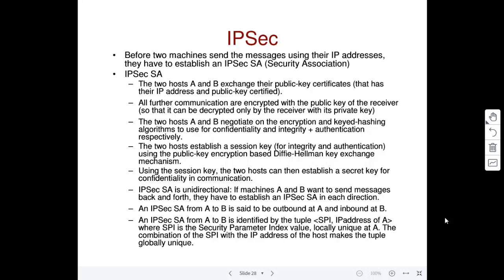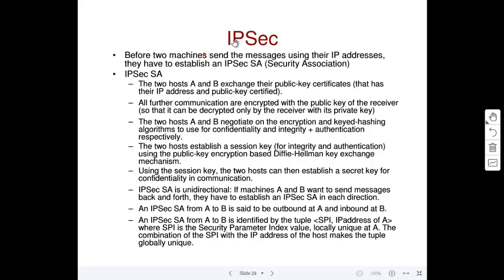The way we do this is, before the sender and receiver start their communication by sending the data messages, they need to establish what is called an IPSec security association. So they need to go through a kind of message exchange process in order to establish the IPSec security association. This is a broad overview of that process, so we are not going to go into the very details of this.